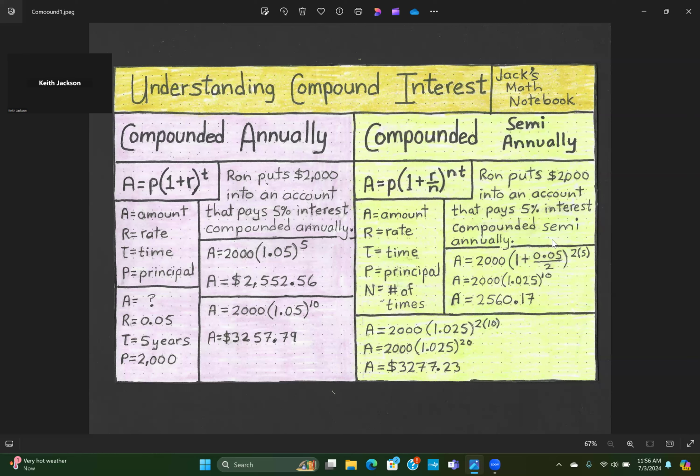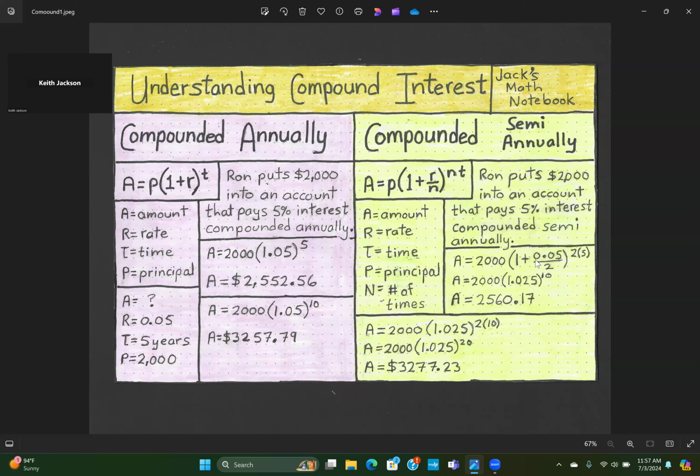And so let's go ahead and read this word problem. Ron puts $2,000 into an account that pays 5% compound interest semi-annually. And so let's plug everything into this new formula right here. We have 2,000 times the quantity of 1 plus 0.05 divided by 2. And then since it's semi-annually, that's 2 times, right? Times 5 years. So that's going to be 10 right there.